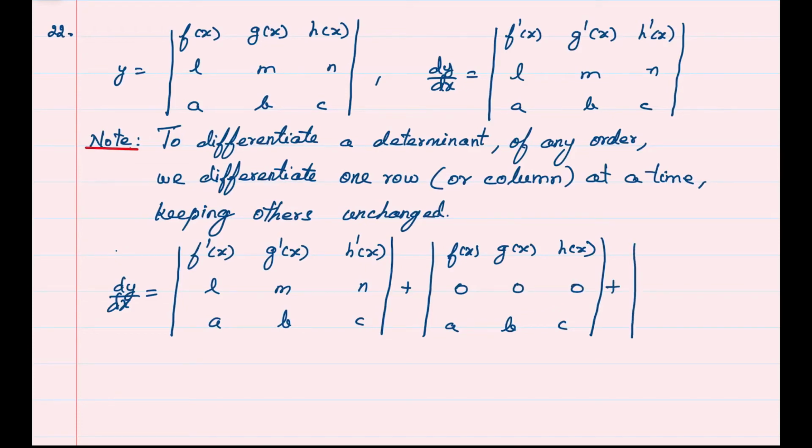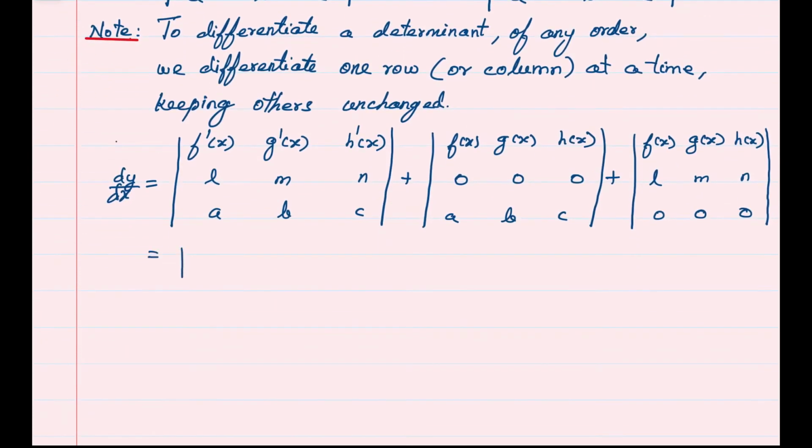Plus, now we will keep the first and the second rows same. So we will copy the first and the second rows from the original determinant. Now differential of the third row: a, b, c are constants, we get 0, 0, 0. And we know that in a determinant, if one full row is 0, the determinant value becomes 0. Therefore, the answer is f dashed of x, g dashed of x, h dashed of x; second row is L, M, N; third row is A, B, C. And the other two determinants are zeros.